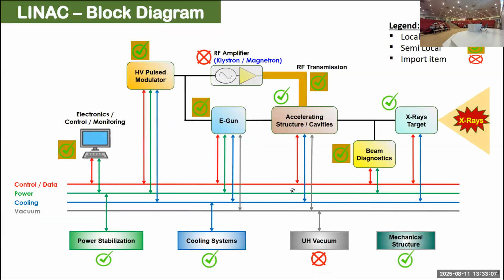This slide shows basic ingredients of an accelerator, and the legend tells us that these components we have locally developed, and these components which are a little darker color here are partially developed by us, and we are lagging a lot behind in these items, especially RF amplifier and vacuum components.